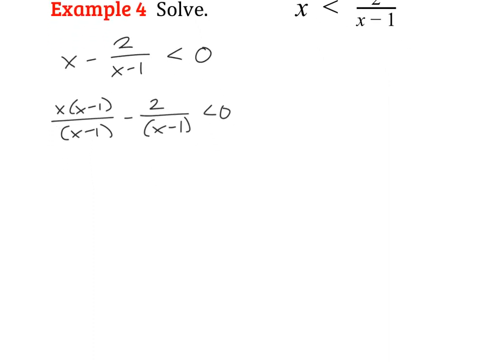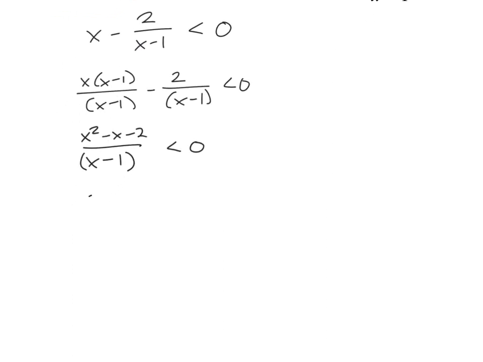And now I can combine it into a single fraction. I'm also going to distribute out my numerator. So I have x squared minus x minus 2. Okay, and then last I am going to factor out my numerator so I can find my critical points. So (x minus 2)(x plus 1) over x minus 1 is less than 0.